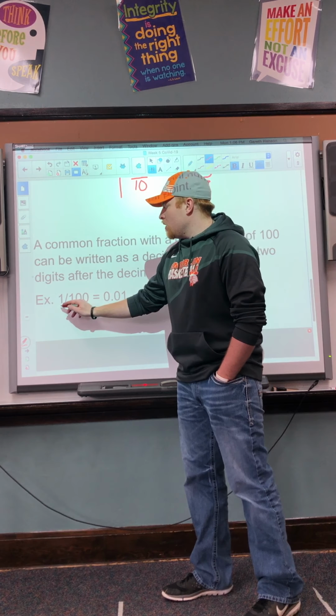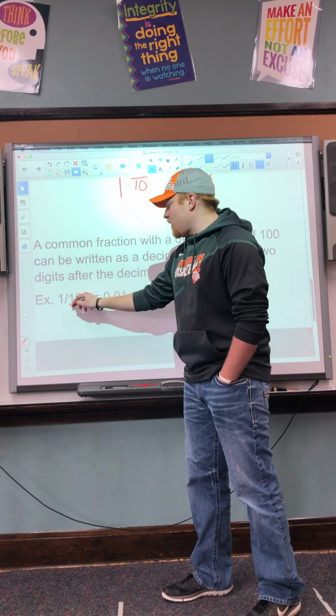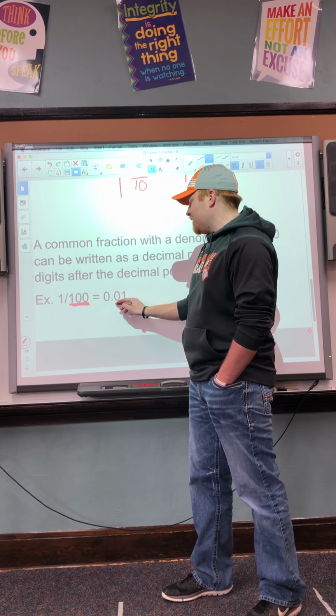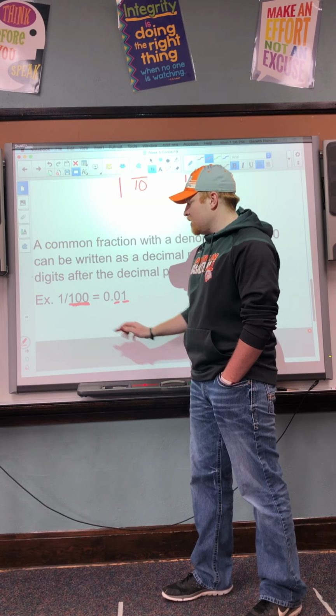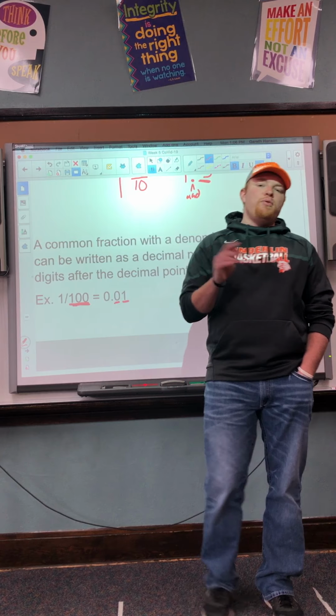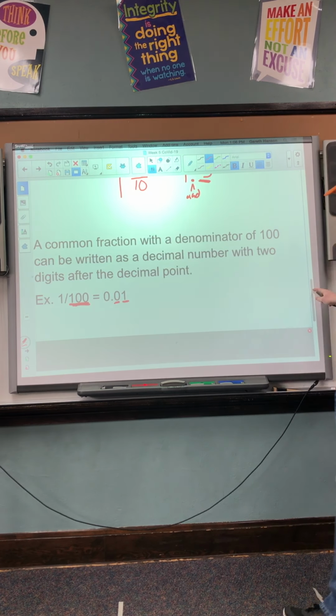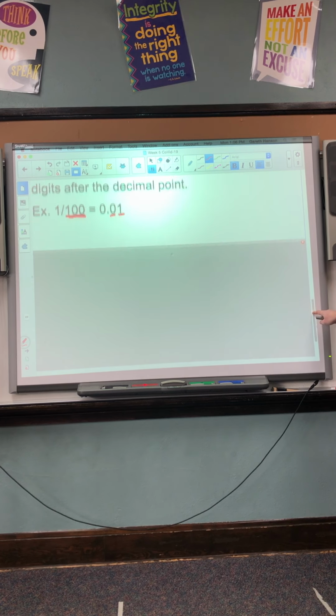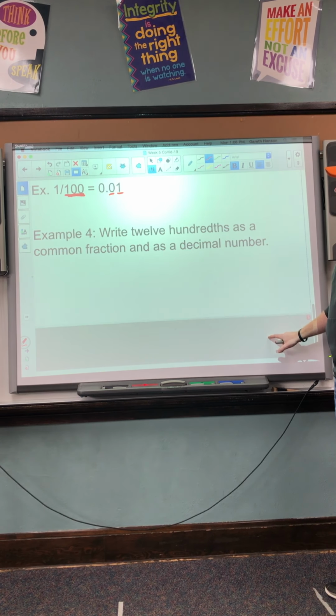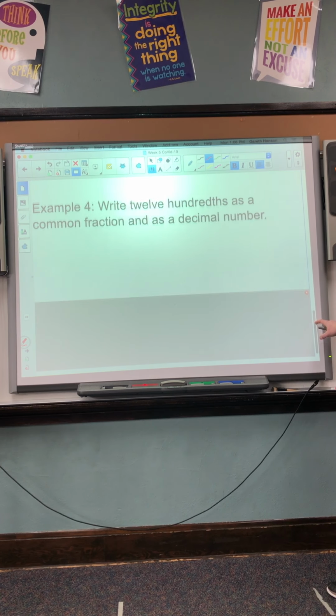So again, you have to find this place value. Remember, it's tenths and then hundredths, and then whatever the numerator is, you put that value into that place, okay? It's a little different when you have two-digit numbers, which we'll go through in these examples, especially this one. All right, so example 4.